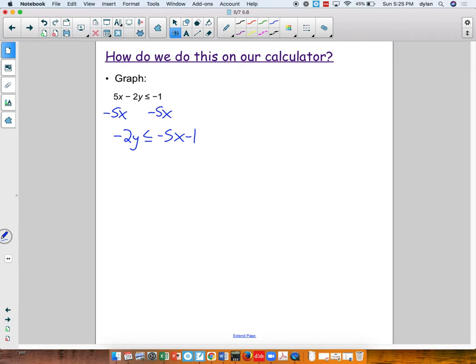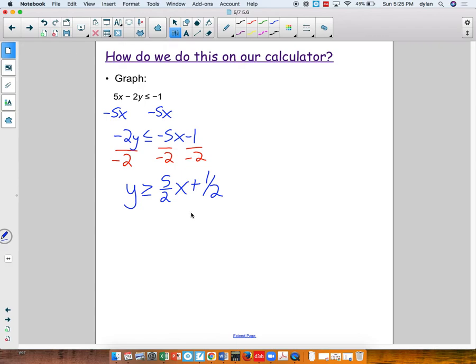Then we're going to divide both sides here by -2. And remember to divide everything by -2 so that you don't miss something. And then also we have to remember to flip the sign because we divided by a negative. So we have y is greater than or equal to 5/2 x plus 1/2. So now we can put this into our graphing calculator and see what this looks like.